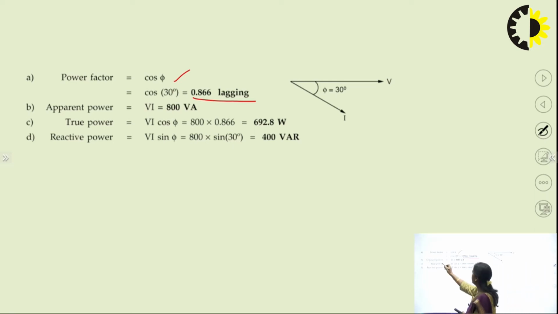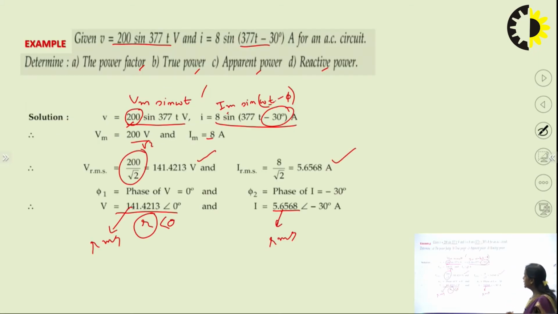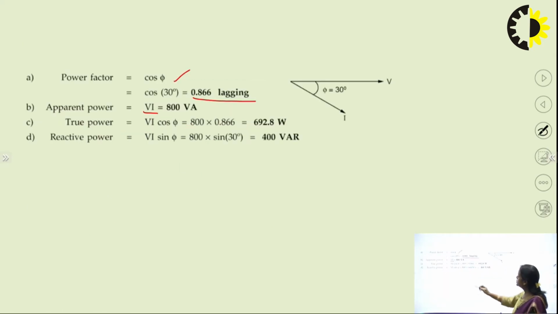Then the apparent power, we know that apparent power is V into I. So V into I, V value is this and I value is this, right? So if you multiply, you will get 800 volt ampere. You should always write the unit, right? And then true power is VI cos phi, and the unit is watt.